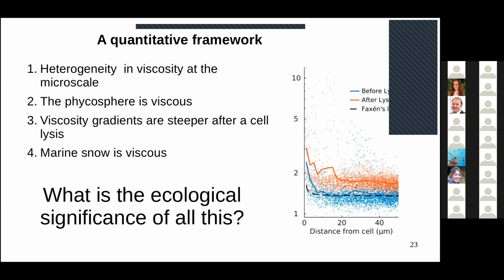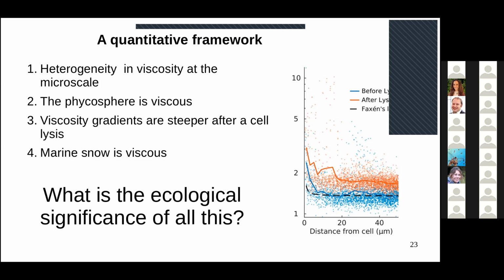So, using these really cool microrheological techniques, we were able to, for the first time, show that all that was hypothesized about the heterogeneity of viscosity at the microscale was true, that indeed viscosity is heterogeneous. We also show that the phycosphere is basically viscous too. In summary, this gives us a really nice quantitative framework to try to understand the effect of this viscosity at the microscale.